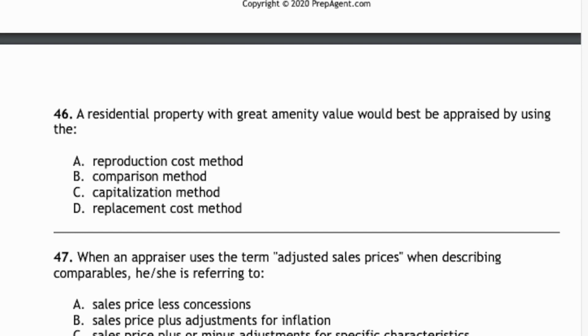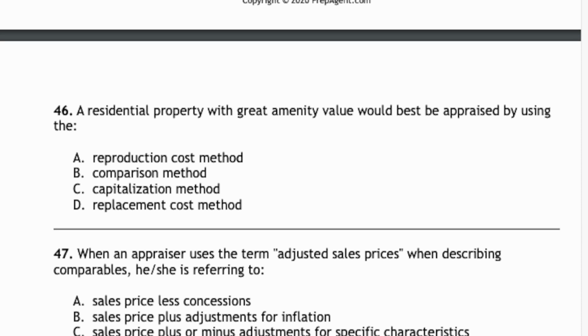46. A residential property with great amenity value would best be appraised by using the... Wow, we are finally going to answer the question that I've been asking. All right. A, reproduction cost method. I called it substitution. It's, yes, reproduction cost. B, comparison method. I was confused because comparison method is done by real estate agents with CMAs. C, capitalization method. That has to do with income producing properties. Or D, replacement cost method.